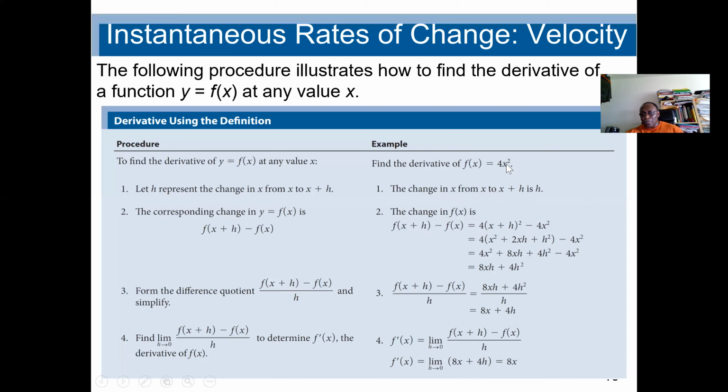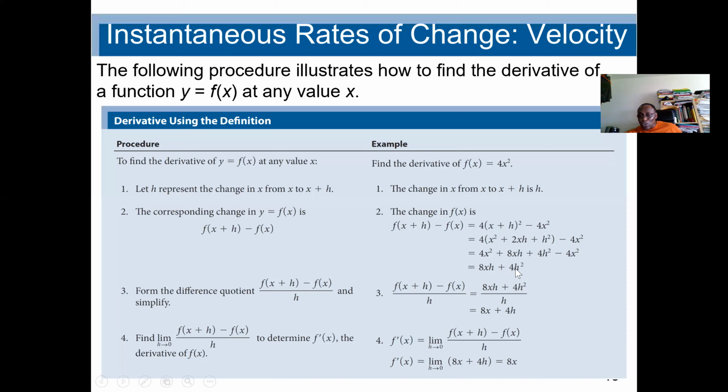First, I have 4x squared. So anywhere I see x squared, I'll put x plus h squared. Then minus, here I have f of x, so it's the same thing, so I'll put minus 4x squared. Now, when I simplify this, the perfect square x plus h gives me x squared plus 2xh plus h squared. Then minus 4x squared with the 4. So I open the parentheses, I'll get 4x squared plus 8xh plus 4h squared minus 4x squared. We can see that minus 4x squared and plus 4x squared will cancel. So our final solution here will be 8xh plus 4h squared.